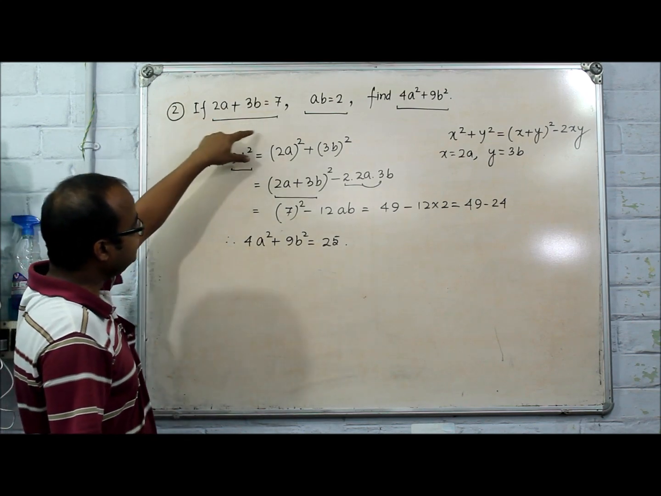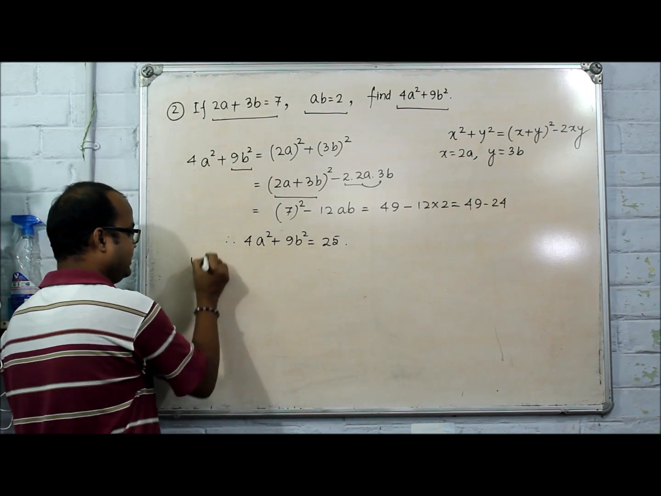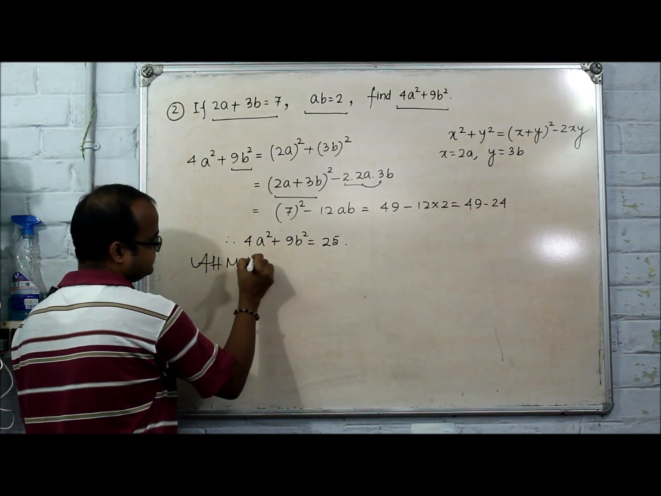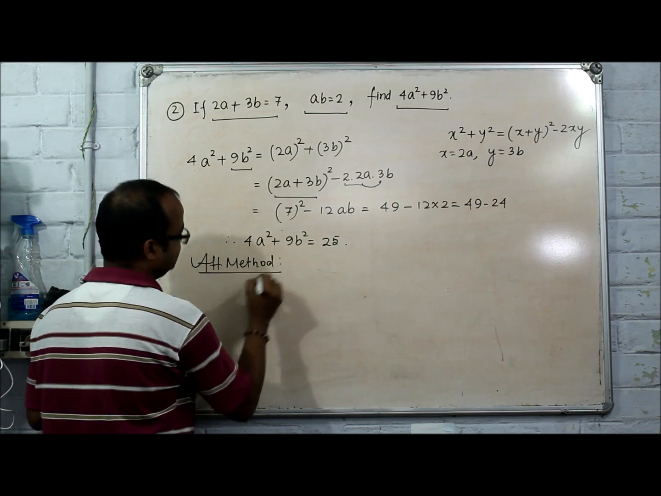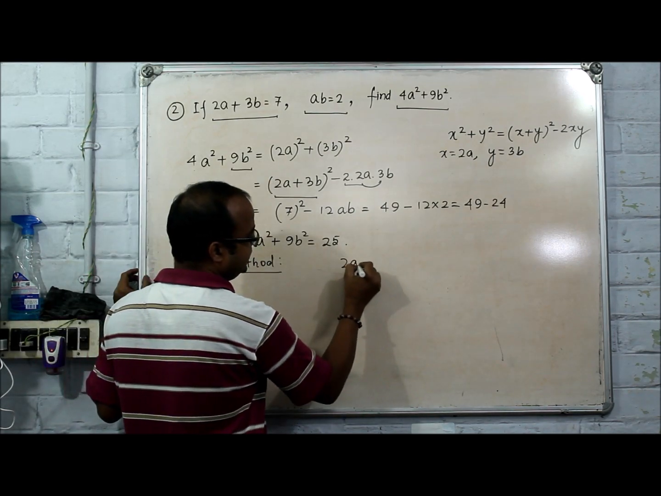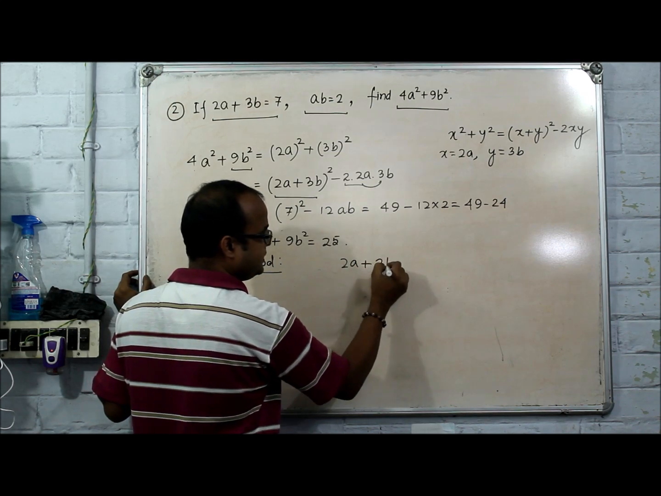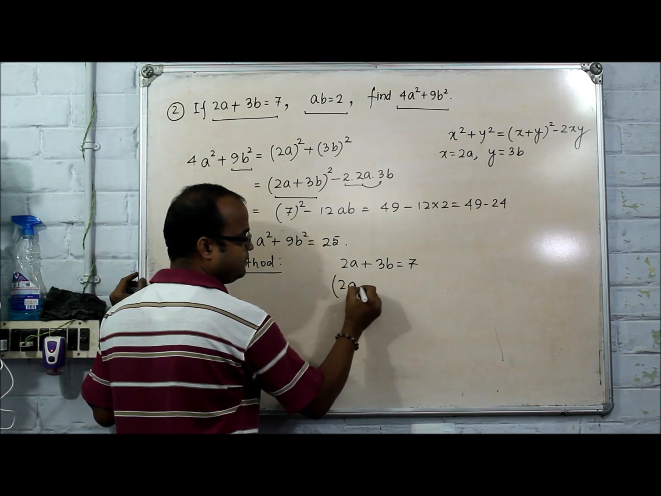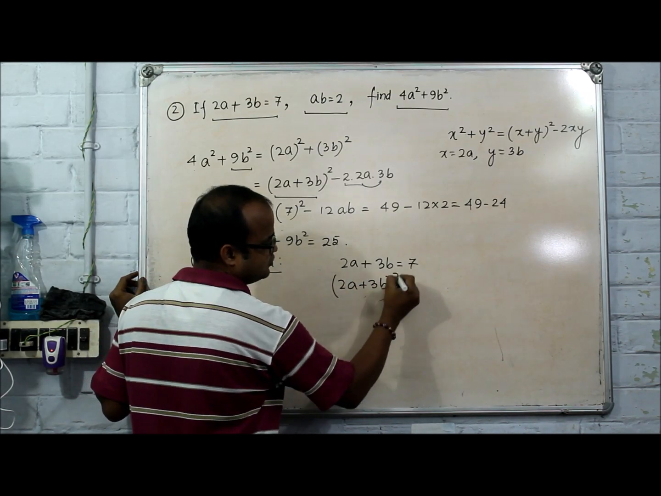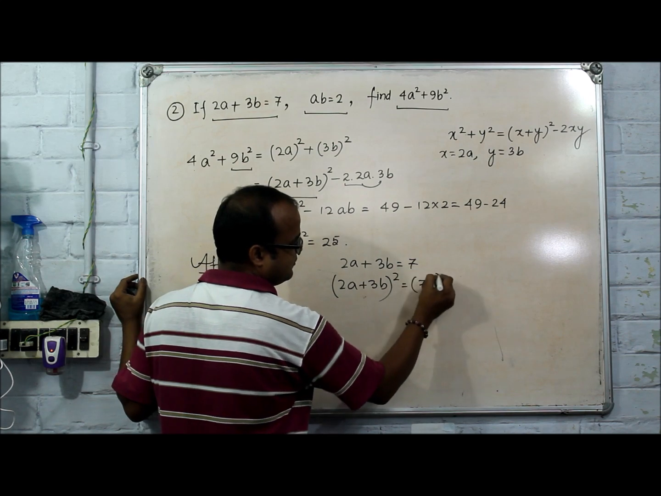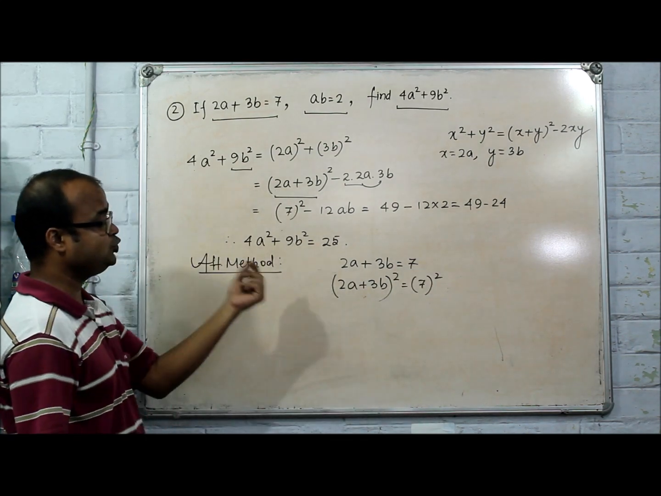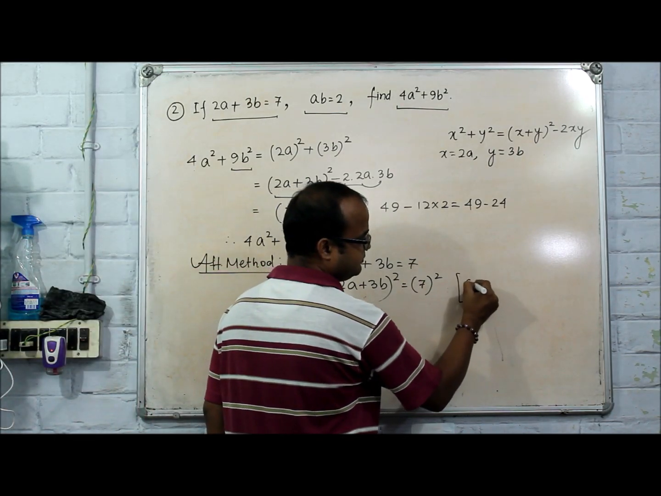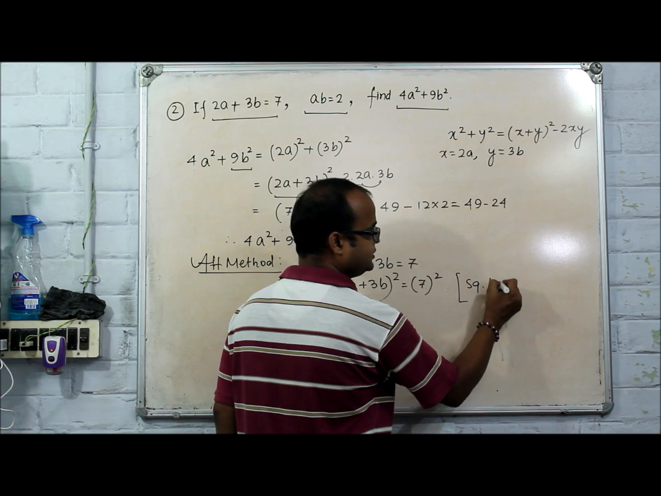Now I am solving it by another method, an alternative method. Let 2a plus 3b is equal to 7, this is given. So squaring both sides you will get 2a plus 3b whole square is equal to 7 square. Use the bracket, sometimes you write 2a plus 3b square, so that is wrong. So what you did here, I am writing for your convenience, squaring both sides.